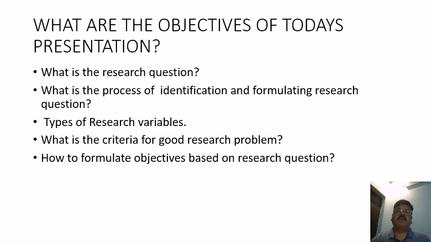What is the research question? What is the process of identification and formulating a research question? Types of research variables. What is the criteria for a good research problem? How to formulate the objectives based on the research question. Research question, research objectives, and research hypothesis are interrelated to each other. So we'll see the importance of the research question.